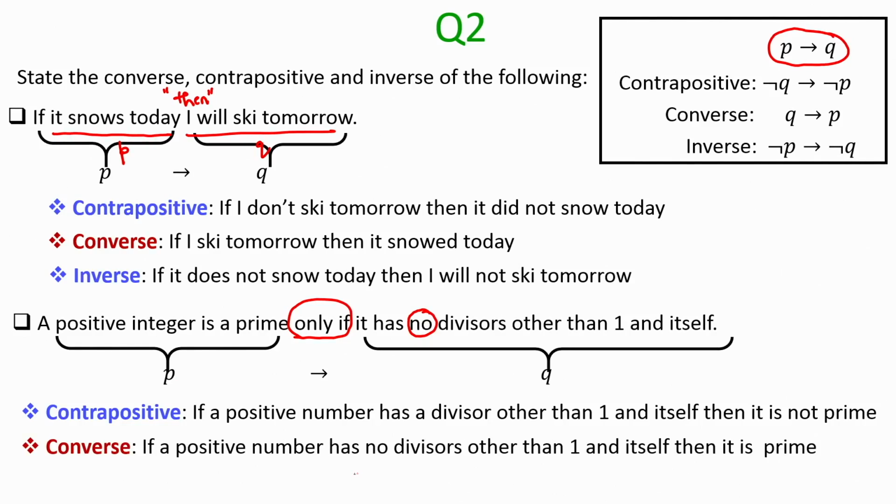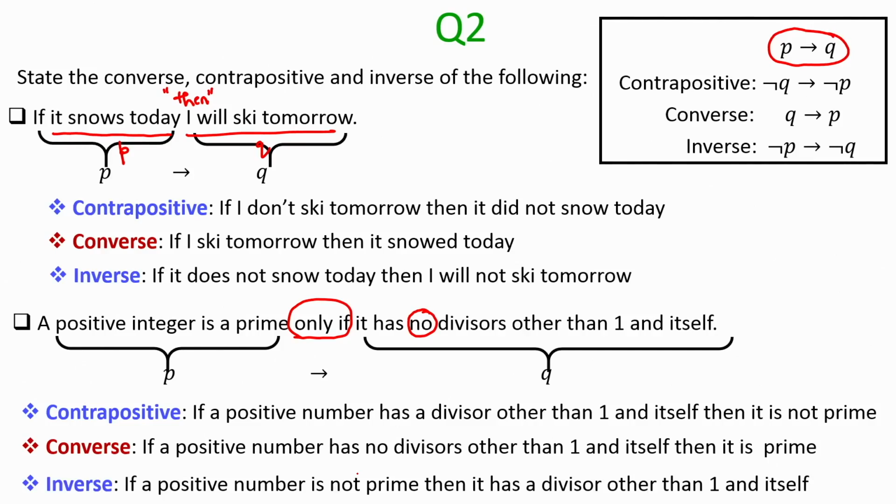Q is the number has no divisors other than 1 and itself, P is the number is a prime. The inverse will be negation P implies negation Q. Negation P means the number is not prime. If the number is not prime, then we have to conclude negation Q. Negation Q means it will have a divisor other than 1 and itself. Okay. So, that is how you write the contrapositive, converse and inverse of implications.